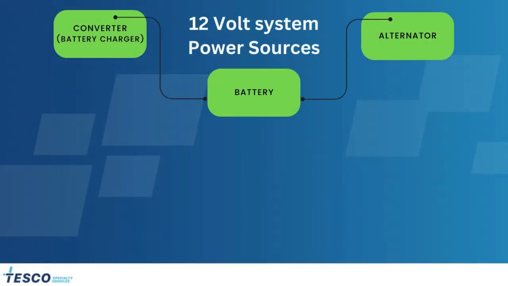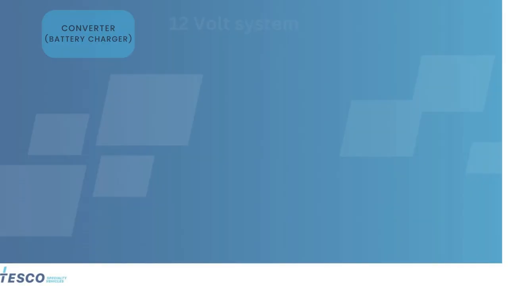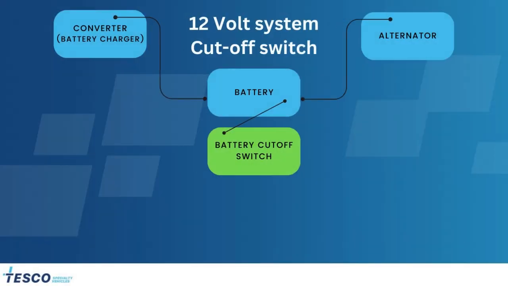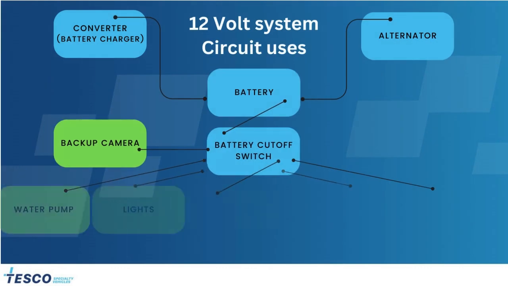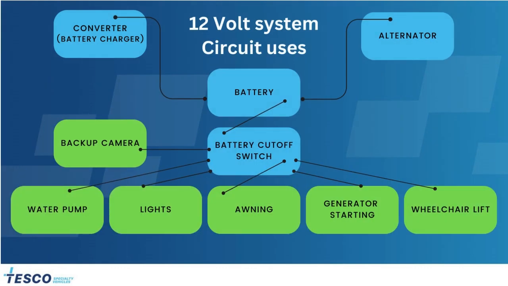The 12-volt system uses the vehicle's battery as its main source of power. The batteries are charged by the vehicle's alternator while it's running, or by one of the 120-volt sources being present utilizing the converter. The battery supplies power to the cutoff switch. The cutoff switch then supplies power to all the individual circuits. That is why it is so important to turn the battery switch on before anything else. As you can see, many circuits get power from the cutoff switch.